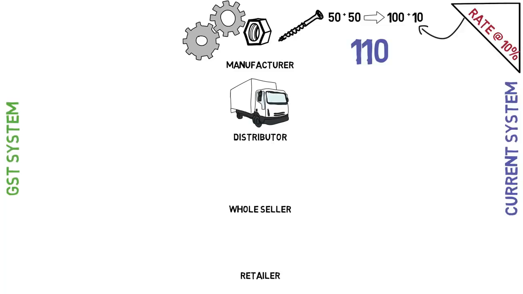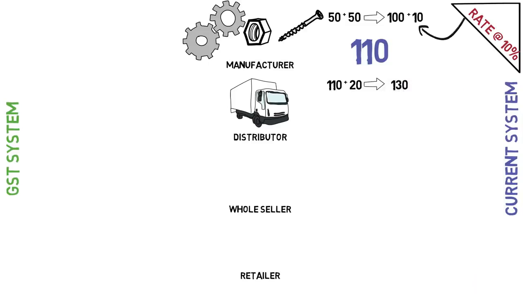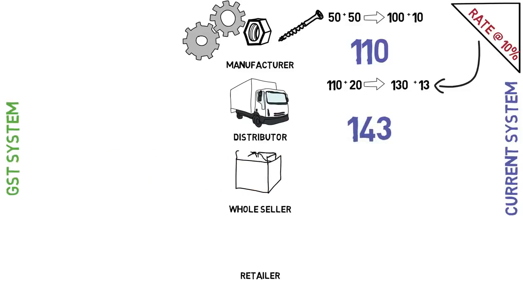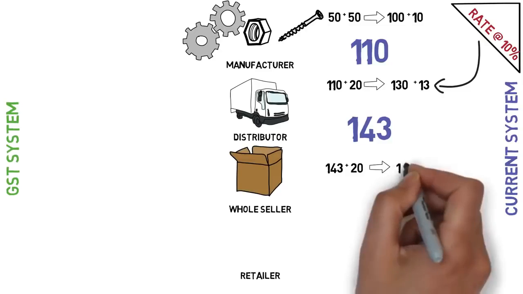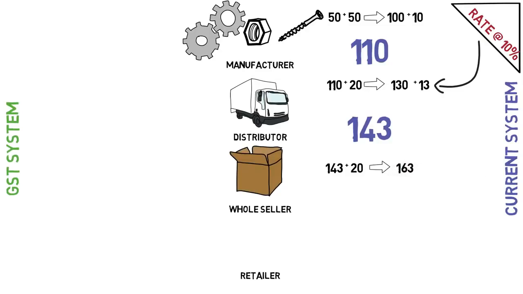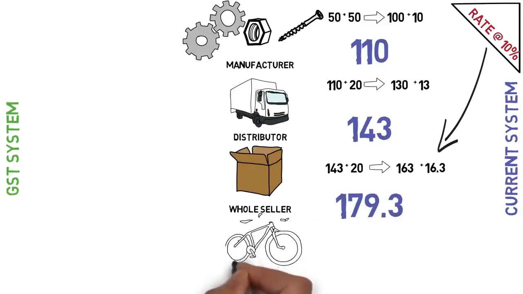The distributor adds value of 20 rupees, which is nothing but his profit. So the price will become 130. The distributor also sells it by adding 10% tax of 13 rupees. So the product is 143 rupees now. The wholesaler follows the same pattern and the price will become 143 plus 20, that is 163, and 10% tax, which is 16.3 rupees, and sells it for 179.3 rupees to the retailer.